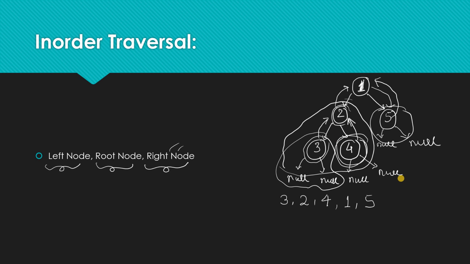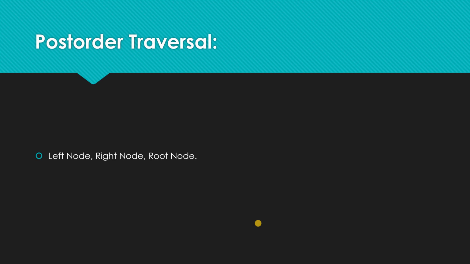Okay, so now let's move forward and see the post-order traversal. So what does post-order traversal say? First we'll explore the left node, then we'll explore the right node, and then we'll explore the root node. So as the name post suggests, that means we'll explore the value of the root node later, like post. After exploring everything, we will explore the root of the node.